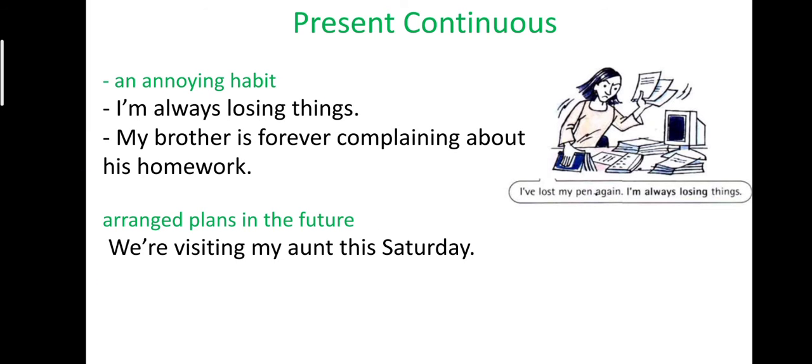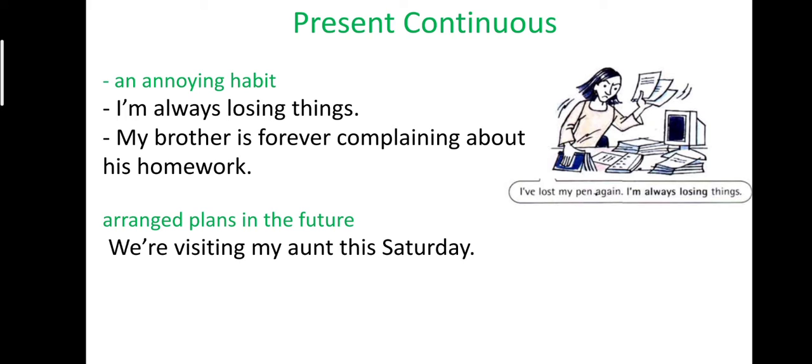And the present continuous is also used with annoying habits. So this is something that you do again and again until it becomes annoying for you. For example, I am always losing things. My brother is forever complaining about his homework. So your brother is always doing something here which you are not happy about, which is complaining.